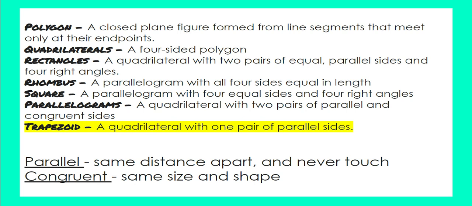We then also mentioned what parallel and congruent would mean. Parallel, of course, parallel lines, parallel sides. It's the same distance apart and they never touch. Congruent would also then mean same size and shape, also meaning equal. Now we added a trapezoid, which is another type of quadrilateral, but it is a quadrilateral with 1 pair of parallel sides.